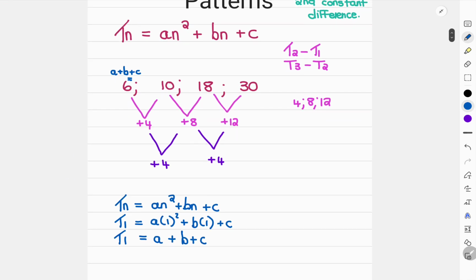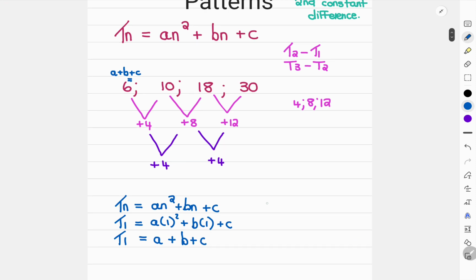So that is your first equation that you are getting when we are trying to find the values of a, b, and c in this quadratic number pattern. So let's do the same for term 2. Everywhere here where there's an n, I'm going to replace it with a 2. So let me write it out.